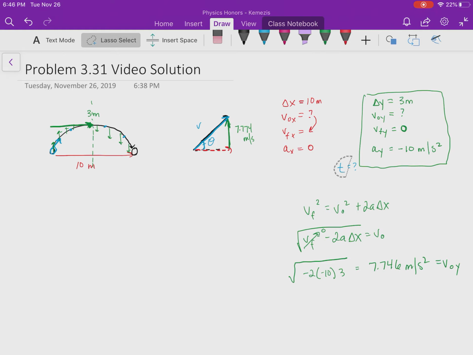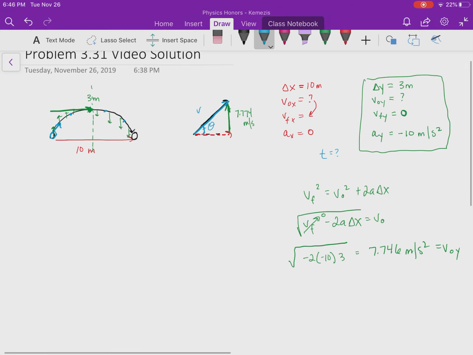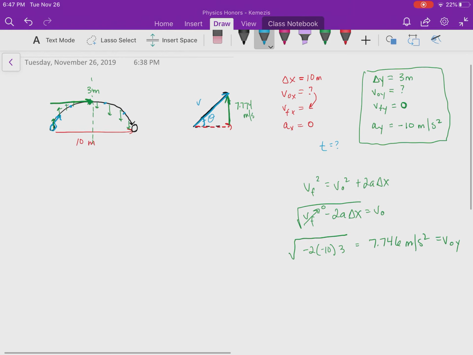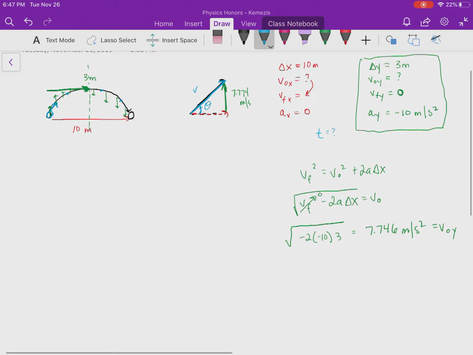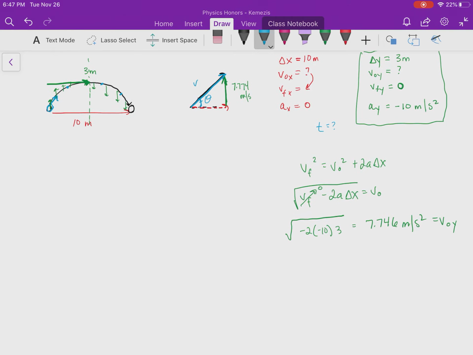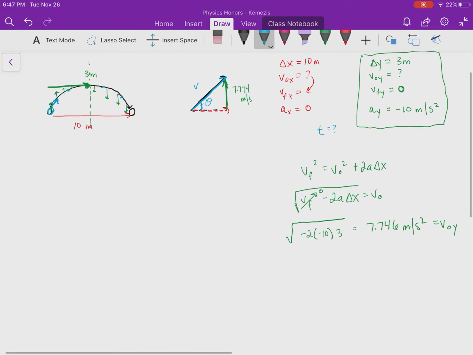Now, if we want to solve for v naught x, we have to know something about the time, right? That is our link between the two, because I cannot solve any equation right now. So we have to use our green information, our y information, to solve for the time, and then the time to solve for v naught x. Now we have all the information for y except for t, so I'm going to use this equation: delta y is equal to vf t minus 1/2 a t squared.